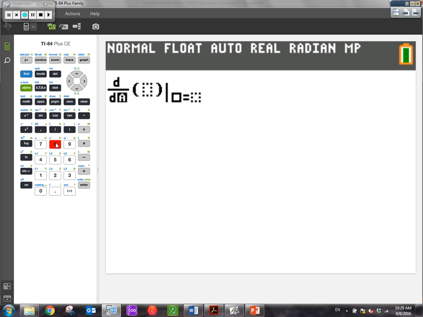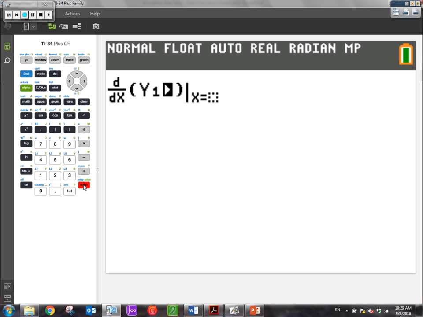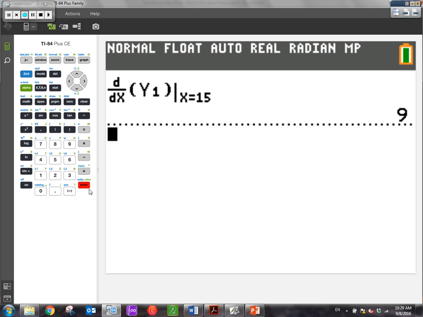So dx, I'm going to put an x there. I'm taking the derivative of that function that's in y1. If you recall how to pull that down, it was alpha f4. And see over here we have y1 highlighted already. So enter. I'm taking the derivative of y1 at 15, and I hit enter. And there's my answer, 9. That's a whole number, which is kind of unusual, but hey, it's a whole number.